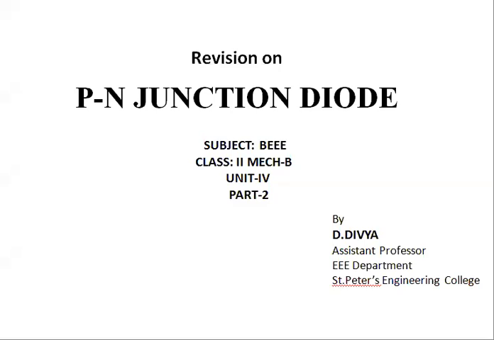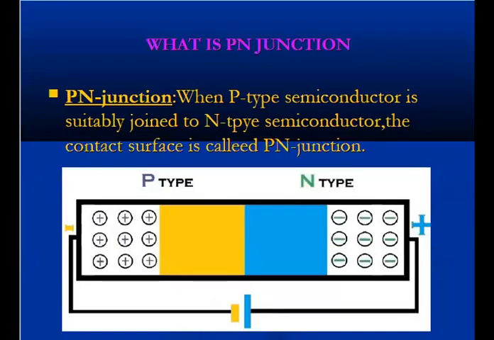So a PN junction diode is a two-terminal device which is made by using two types of semiconductor. P-type semiconductor is suitably joined to N-type semiconductor, and the contact surface is called the PN junction. Here you can see the PN junction diagram. In the P-type semiconductor there are a number of positive holes, and in the N-type there are electrons. This construction is called a PN junction.